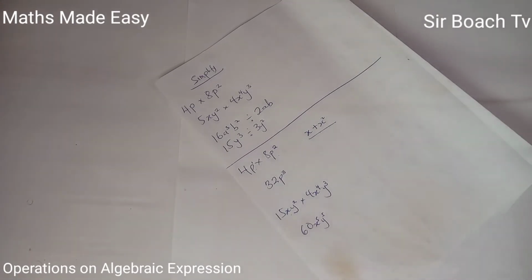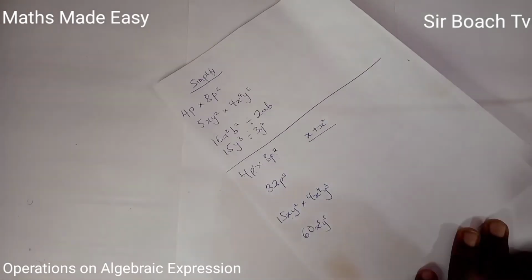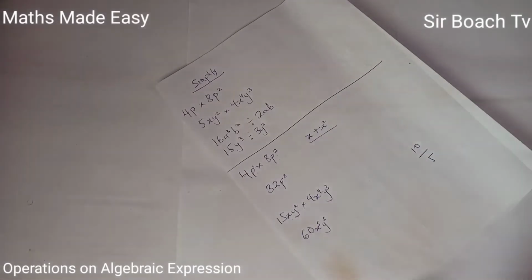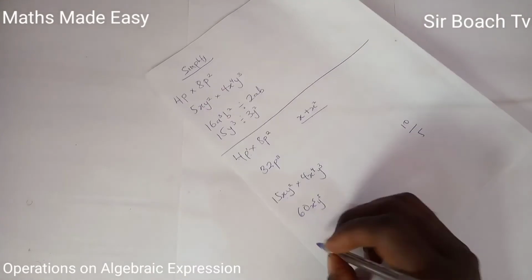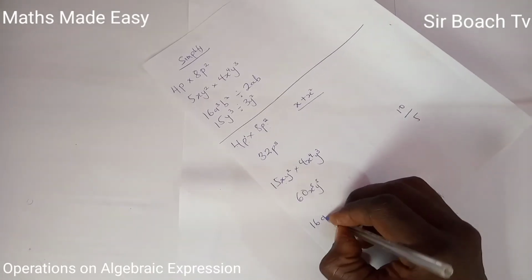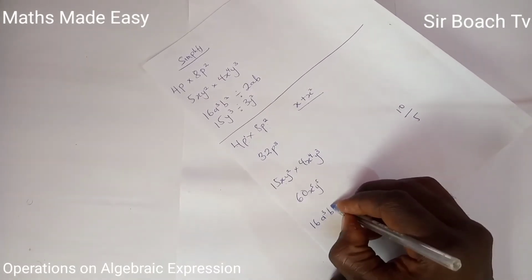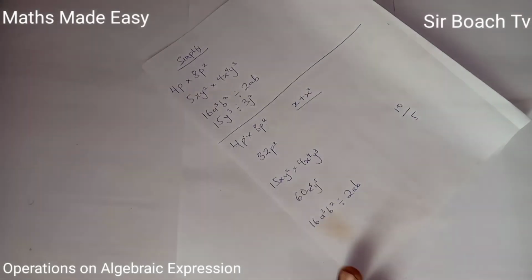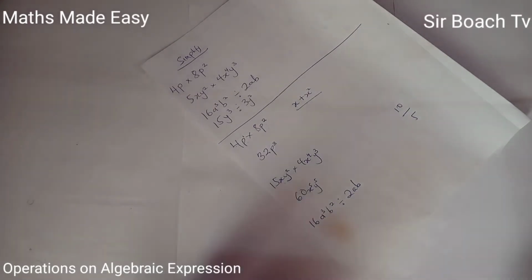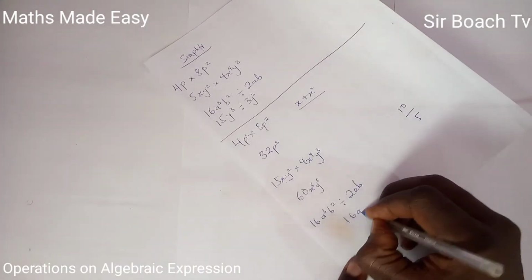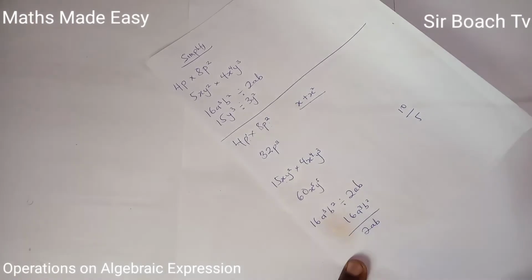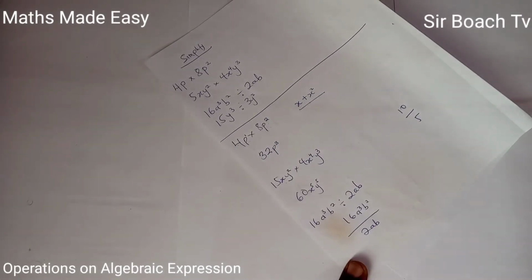Now with the division, you see division is written like this, 10 over 5, in the form of a fraction. So with this one, it says 16a cubed b squared divided by 2ab. Now the best thing is that we write it in the form of a fraction. So we will get 16a to the power 3, b to the power 2 over 2ab. Are we good?